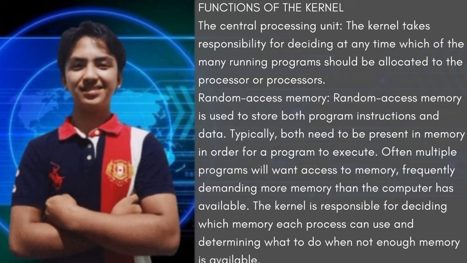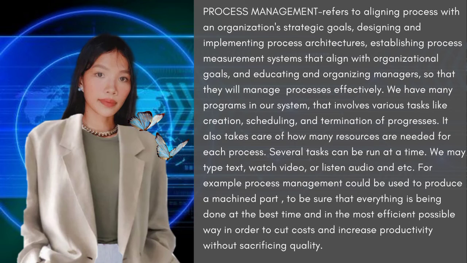Random access memory. Random access memory is used to store both programs, instructions, and data. Typically, both need to be present in memory in order for a program to execute. Often multiple programs will want access to memory frequently, demanding more memory than the computer has available. The kernel is responsible for deciding which memory each process can use and determining what to do when not enough memory is available.